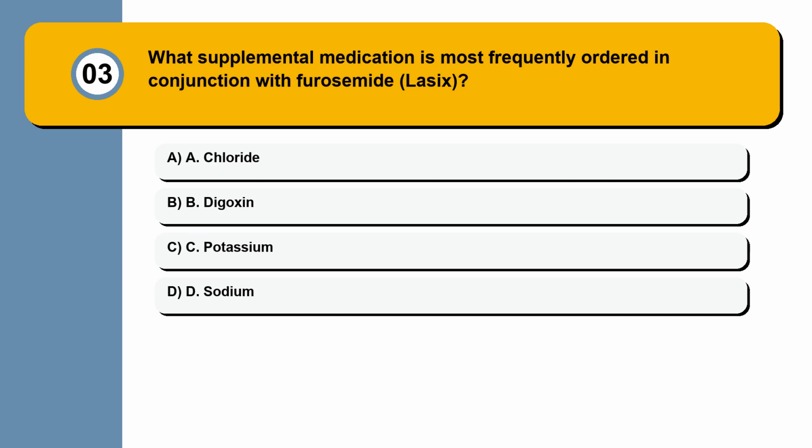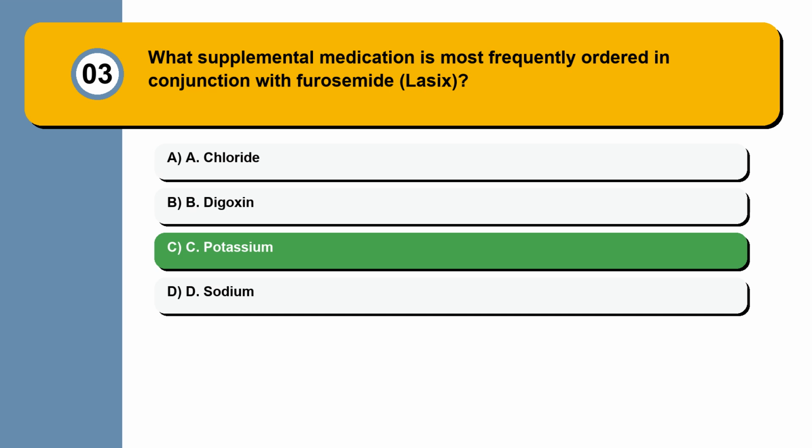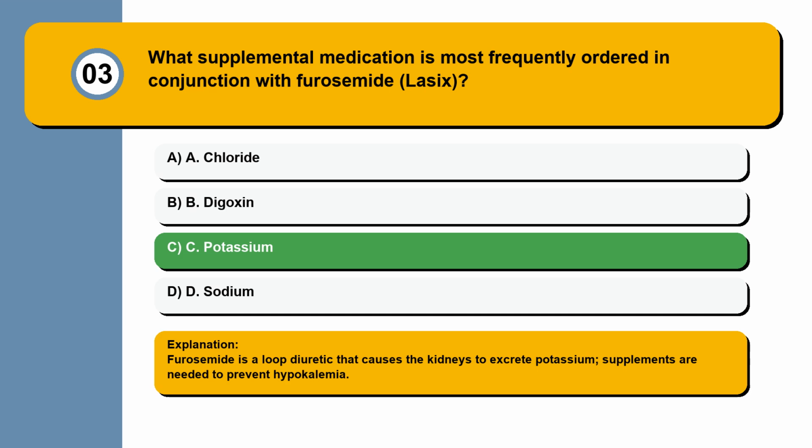Question 3. What supplemental medication is most frequently ordered in conjunction with furosemide, Lasix? A. Chloride. B. Digoxin. C. Potassium. D. Sodium. Furosemide is a loop diuretic that causes the kidneys to excrete potassium. Supplements are needed to prevent hypokalemia.